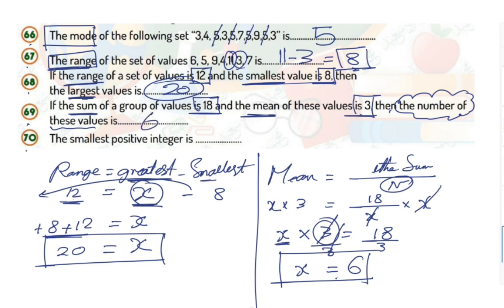Okay? Last point. The smallest positive integer. Positive integers start with what? Start with 1, 2, 3, 4, 5. Yes? Smallest one. Just 1. Let's go to the last question. Answer the following. Let's go.